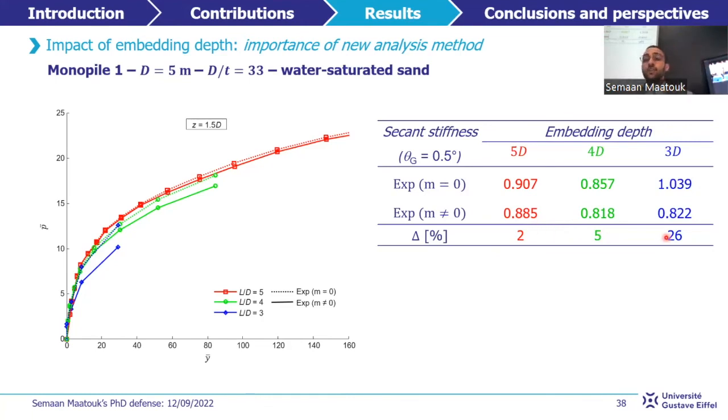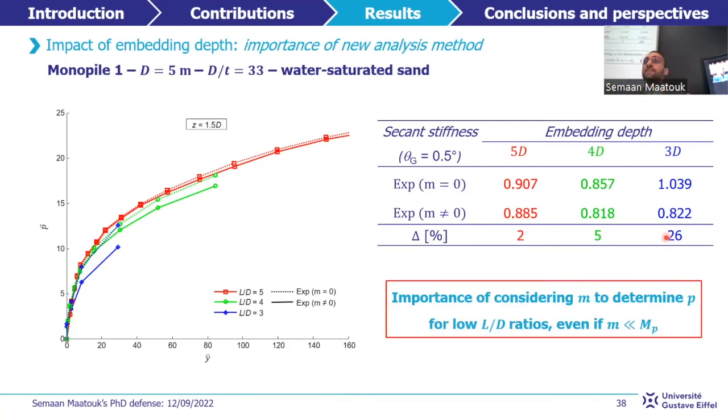Therefore, it is highly recommended to consider the distributed moment m to determine the soil reaction p, especially for low length to diameter ratio, even though the values of m are very low with respect to p. And this is already confirmed numerically, as the normalized ultimate soil reaction decreases with the slenderness ratio L over D, but in a less pronounced way.